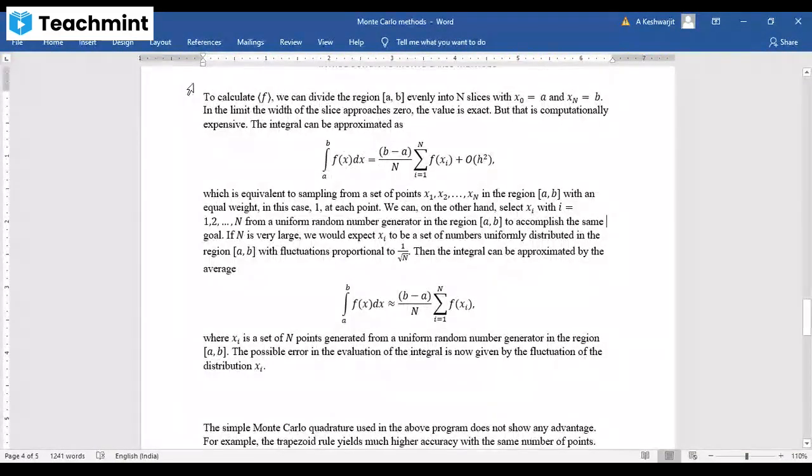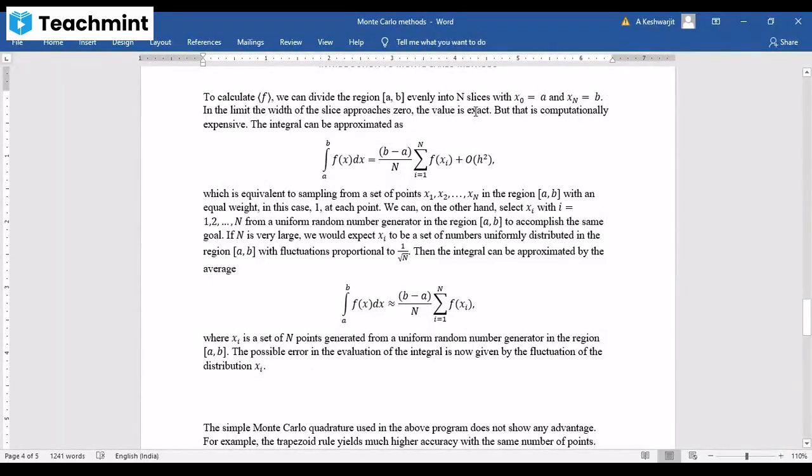So let me repeat it. To calculate the average value of f, we divide the region a to b evenly into n number of slices, each of equal length, and the length of each slice is given by b minus a divided by n, with x naught as the lower limit and xn as the upper limit. In the limit, the width of each slice approaches 0.